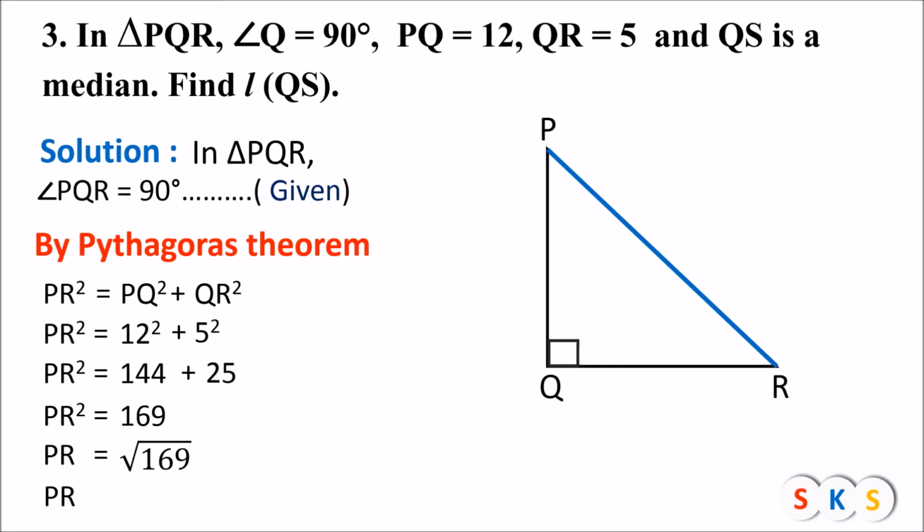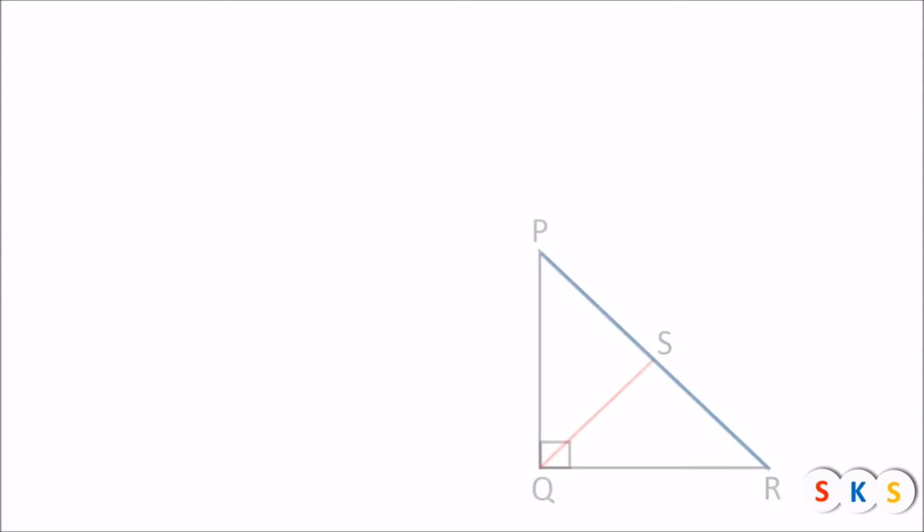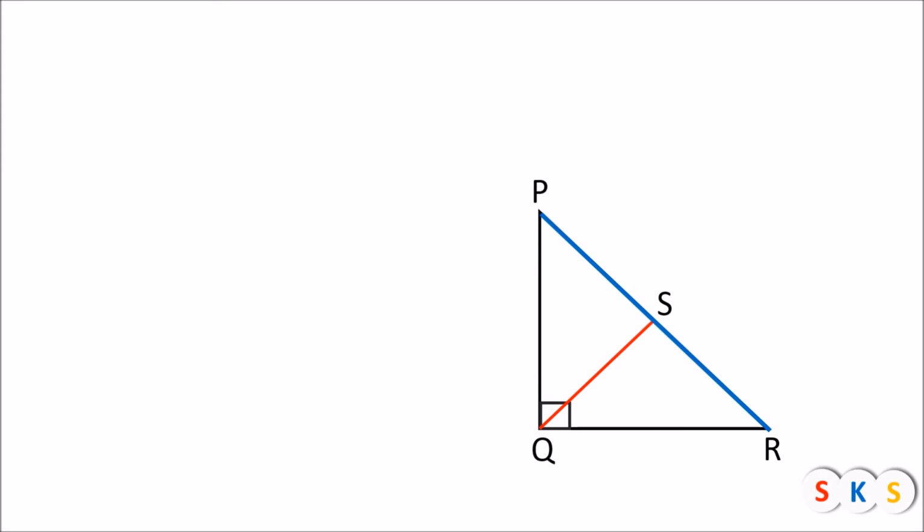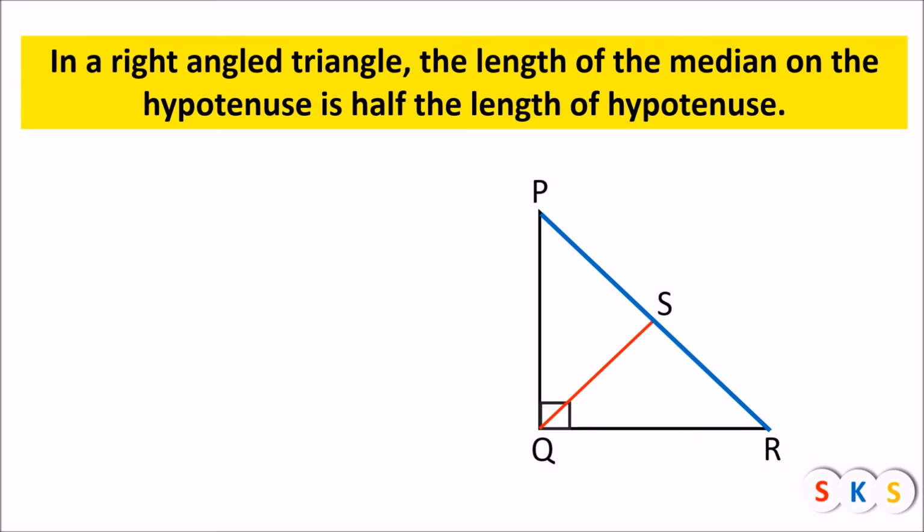Now I can find the median. In this figure PR is 13 and we have to find QS. We know that in a right angle triangle the length of the median on the hypotenuse is half of the length of the hypotenuse. So the length of median QS is half of the hypotenuse, that is PR. Therefore QS equals 1 upon 2 into PR, which is 13. So half of 13, QS equals 6.5 units. So we got the length of the median.